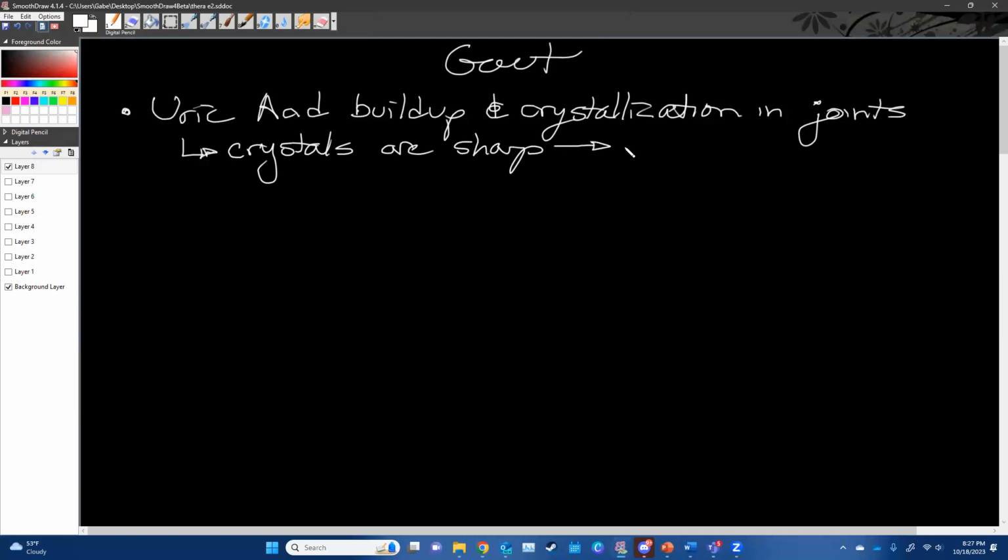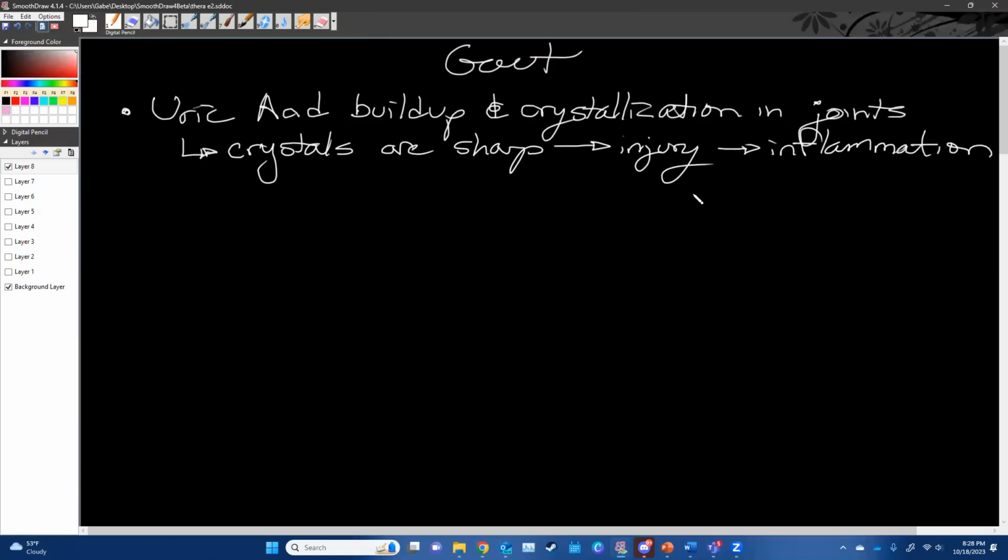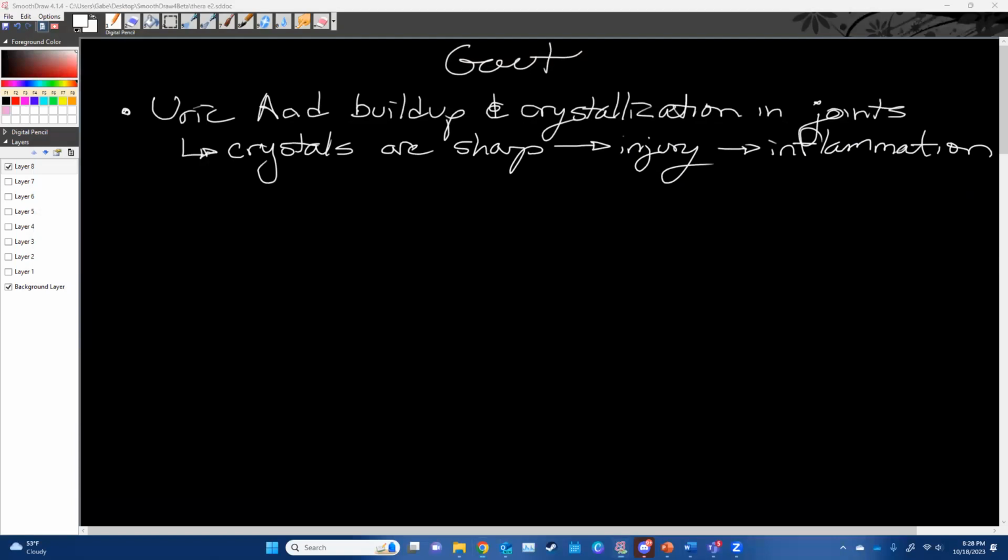This is going to cause injury, which leads to inflammation. And it's this simple point here, sharp crystals, injury, inflammation, that is the backbone of what gout is. Does that make sense? Any questions about that? I always like to show the picture of gout.